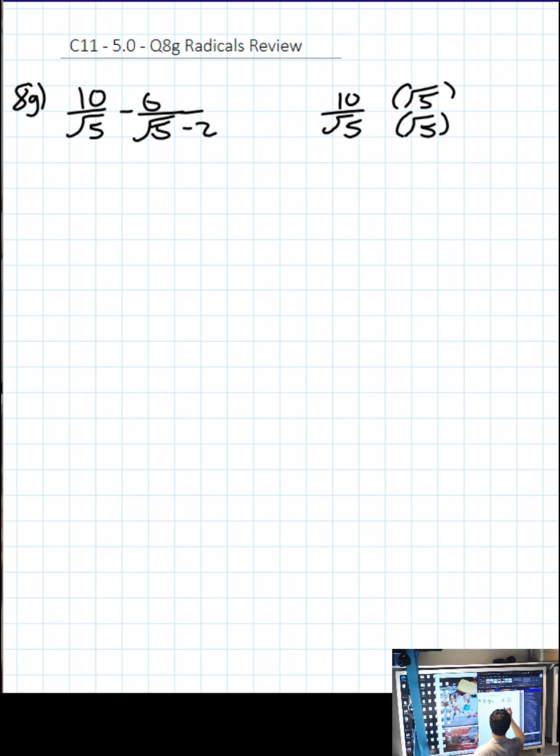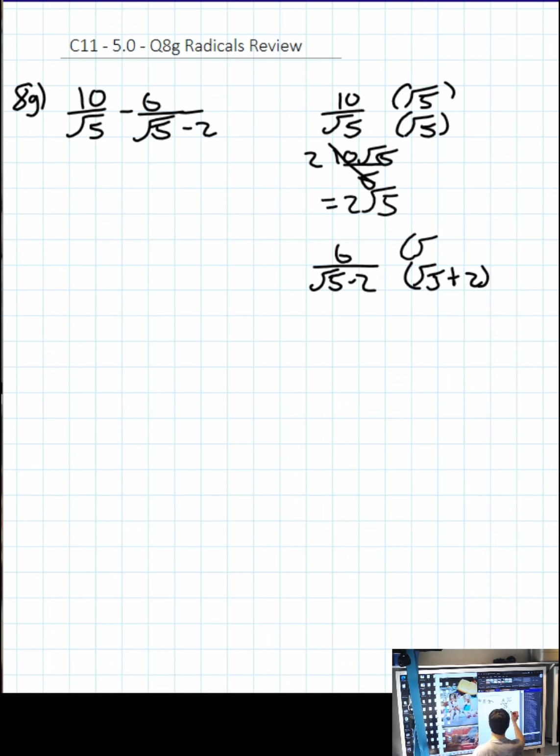So it's going to simplify to be 10 root 5 over 5, and 10 divided by 5 is 2, so it simplifies to be 2 root 5. Okay, below that, let's take 6 over root 5 minus 2. And let's rationalize that, multiplying the top and bottom by root 5 plus 2. Good, so let's distribute the top. 6 root 5 plus 12 all over 5 plus 2 root 5 minus 2 root 5 minus 4.